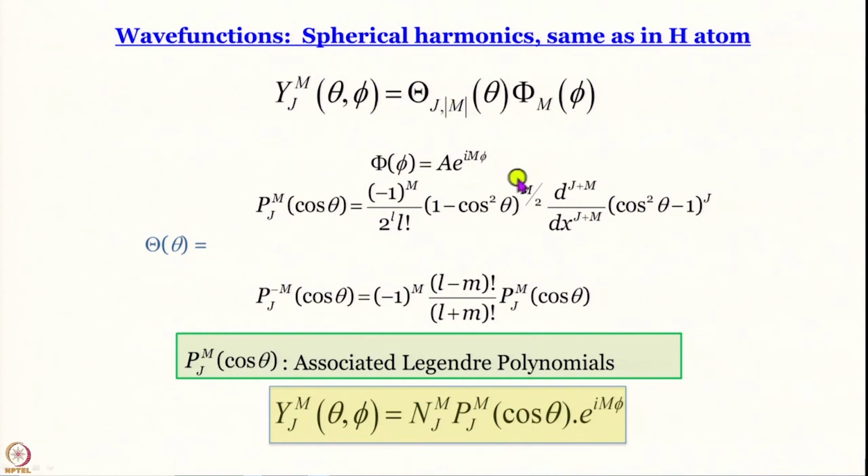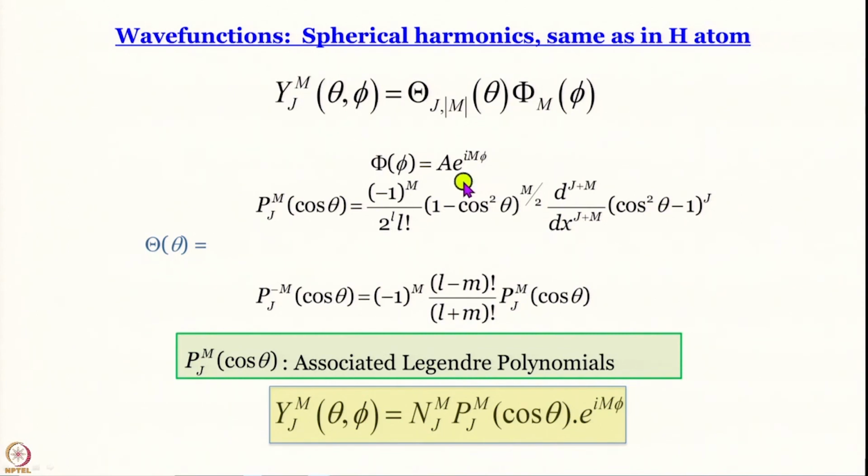This capital M arises out of the solution of the phi dependent part of the equation. Remember, capital Phi turned out to be A multiplied by e to the power i m phi. What is A? We will work that out in the assignments. What does M stand for? It stands for the z component of angular momentum. What are the allowed values? 0, plus minus 1, plus minus 2, and so on and so forth.